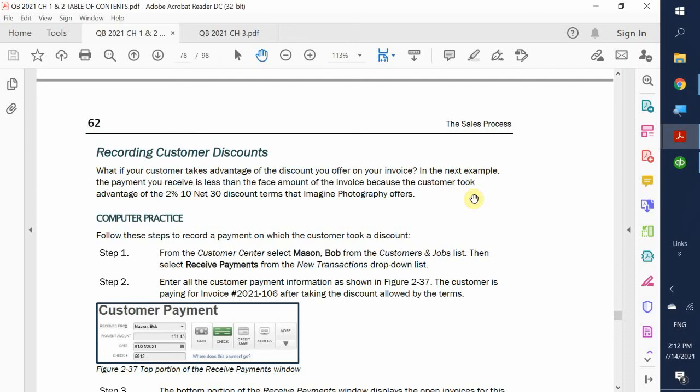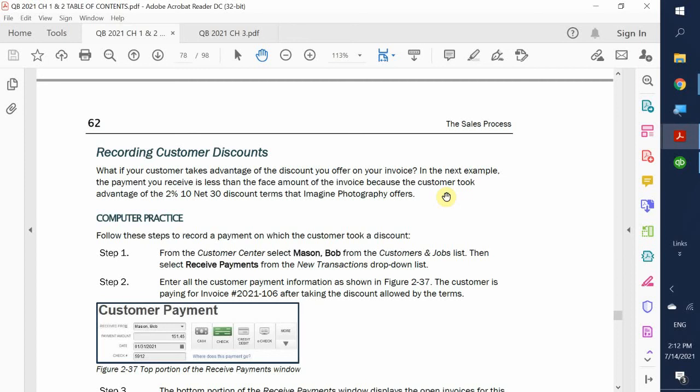But in this case, when we give our customers terms, we're giving them an incentive to pay us as soon as possible, and by them paying us, we can give them a discount, a means to pay us back a lot quicker. So terms as we know it, right? If we gave Mr. Bob Mason 2% 10 net 30 terms.